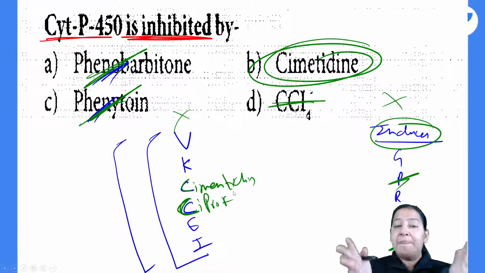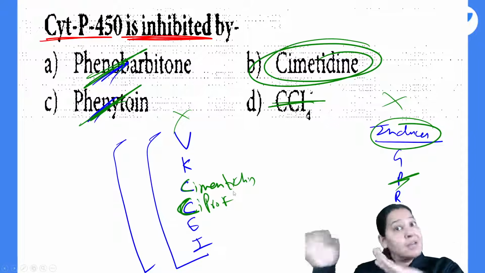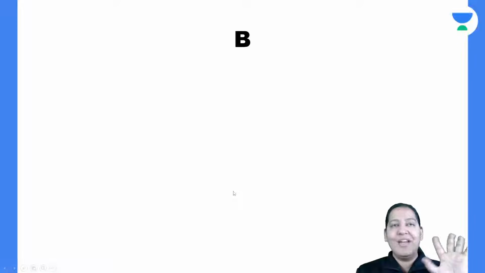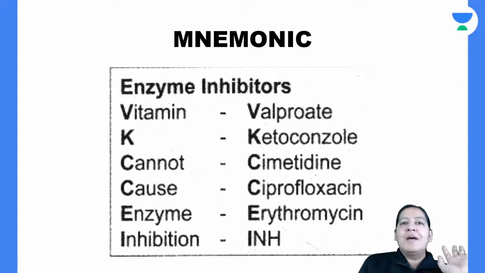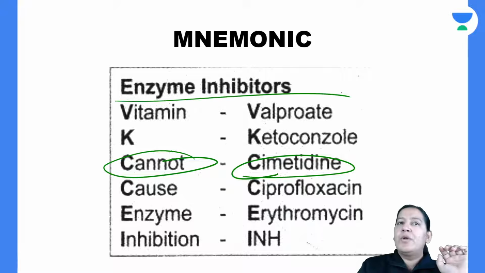That is how you can apply it. Now you can see the examiner has tried a trap for you. He has given options from other mnemonics so that you get confused. But you don't have to be confused. Your concept should be crystal clear. So apply the mnemonic. Here it is cimetidine. C is cimetidine, so it is a mnemonic for inhibitor.